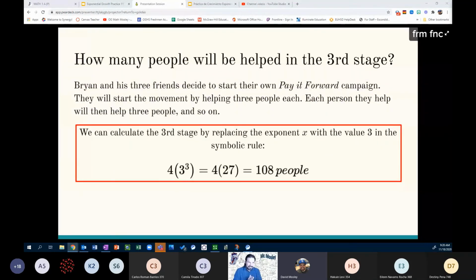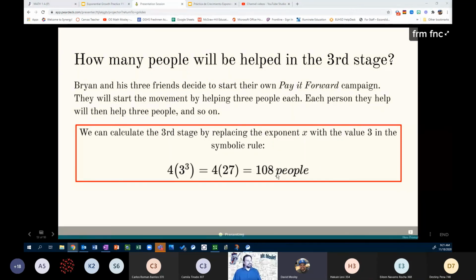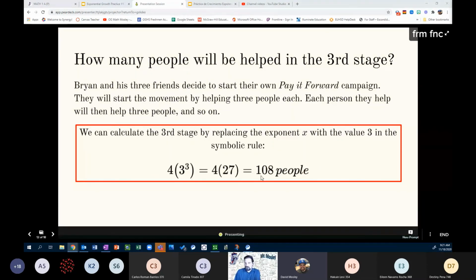We can calculate this third stage by replacing the exponent x with the value 3 in the symbolic rule. 4 times 3 to the third, which yields 4 times 27. So if you got 27 as your answer, you forgot to multiply by 4, which was the amount of people we started with. If you got 36, it's because you only multiplied by 3 twice. You did 3 to the second. And then 27 times 4 is 108.